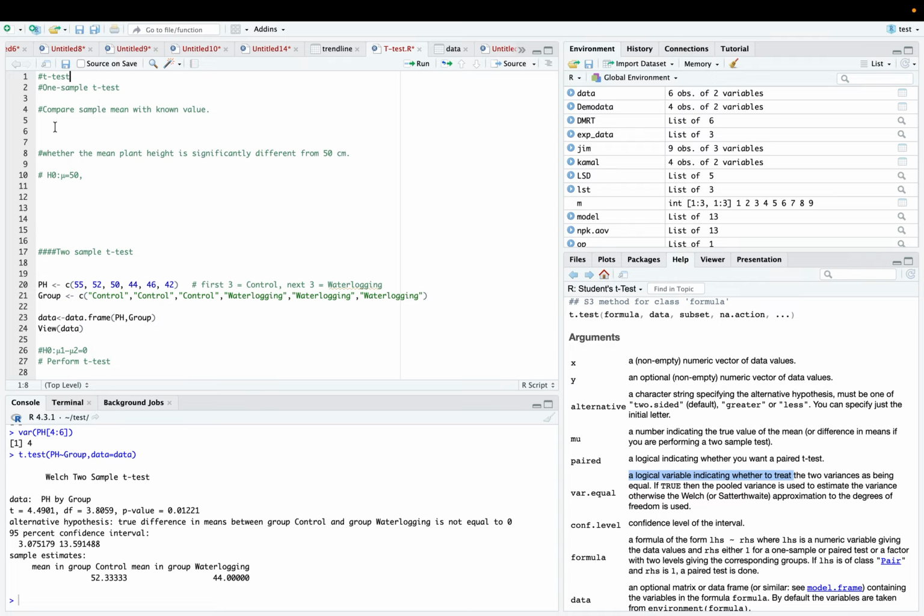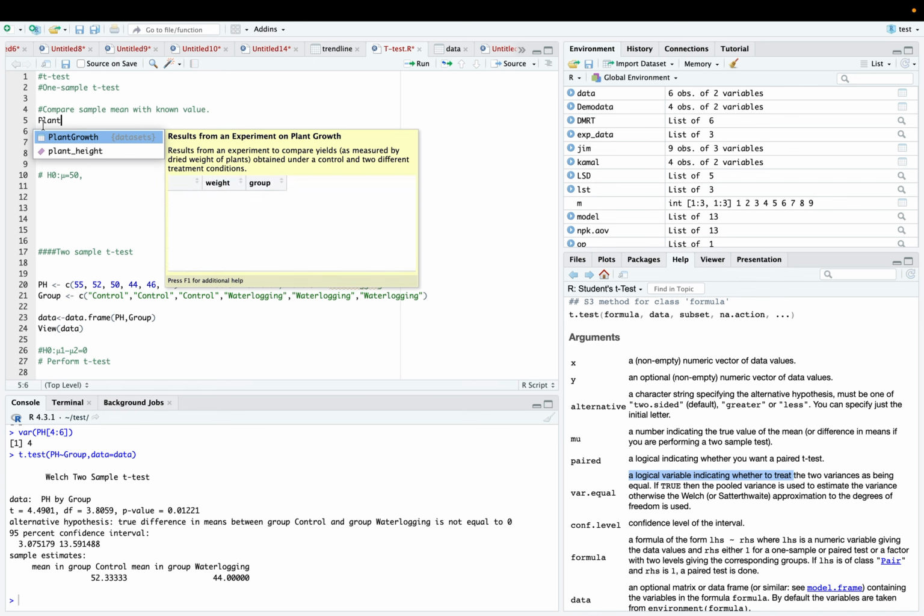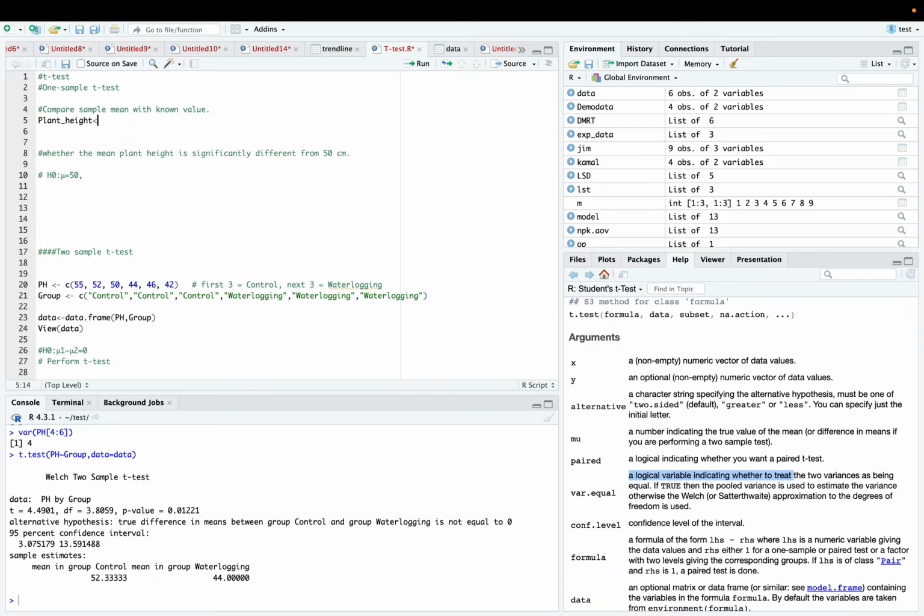First, one sample t-test, that is to compare a sample mean with a known value. There must be one known value, then we can compare it. I am showing it with a data set. For example, we are talking about plant height. Plant height will be c function, then 45, for example, 50, 55, 60, and a little bit lower 48, 52, something like that. These are the plant heights.